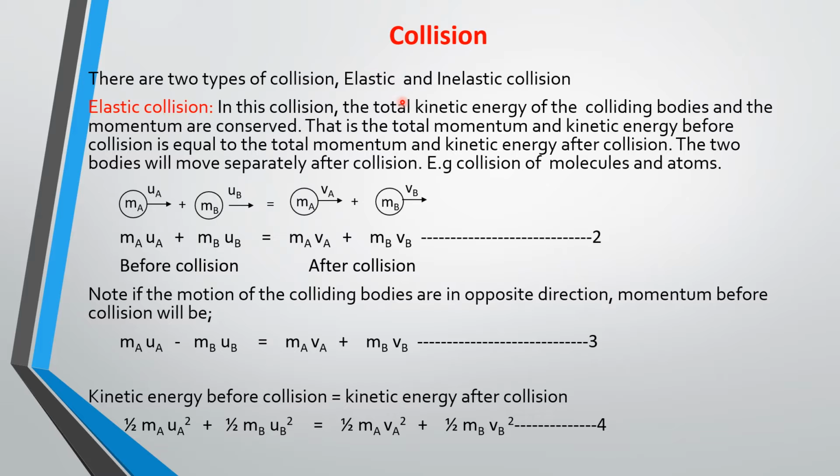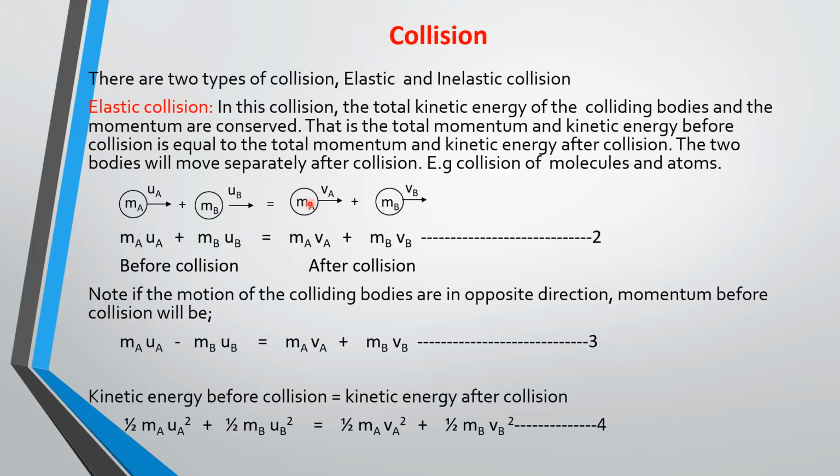So these are the two scenarios that we have when objects collide. For elastic collision, the two bodies will collide and move out with their own velocities. Assuming we have two bodies A and B with initial velocities UA and UB, when they collide, they will move out with their own final velocities. This type of collision is known as elastic collision.